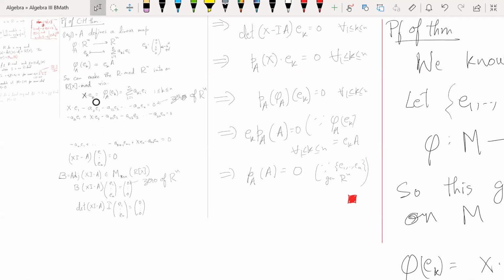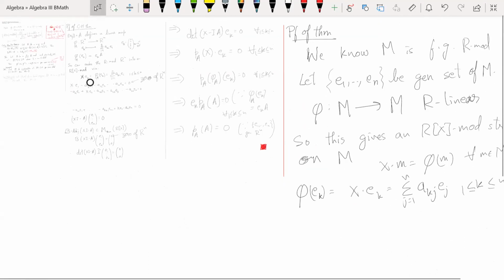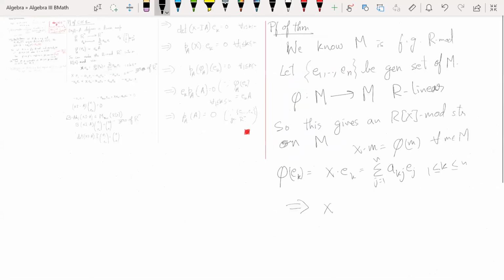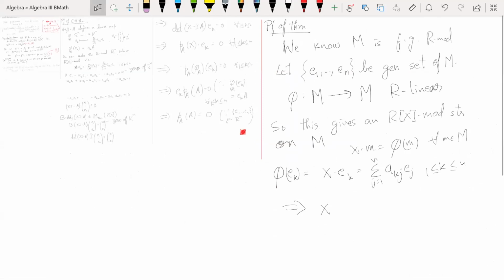The rest of the proof is the same. So this will imply that x minus... we also know one more observation which we need. If I just wanted to show that phi satisfies some polynomial equation, then there is nothing more. But we know that phi(M) is contained in I M.